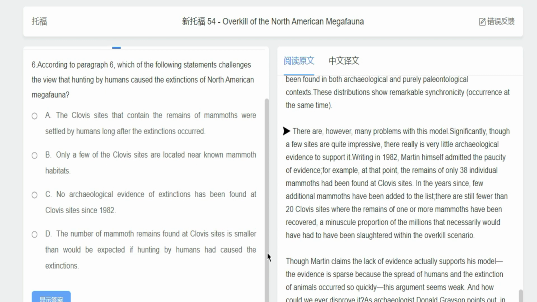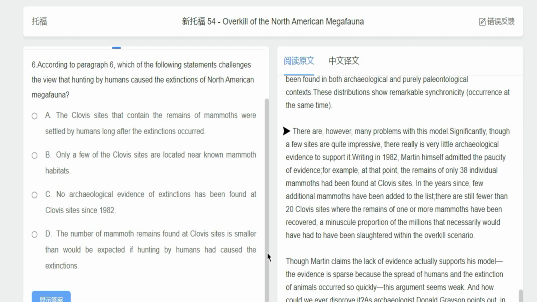Number 6. Paragraph 6 talks about the problem with the overkill hypothesis. What is that? Lack of evidence. A is incorrect. Egenbrod confirmed synchronicity. B is almost. The problem with B is known mammoth habitats. We don't know their habitats. We only know the site of their remains, their graveyards, that is. So B is a good trap.